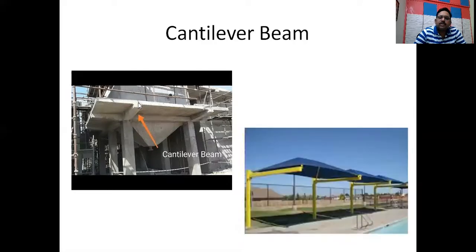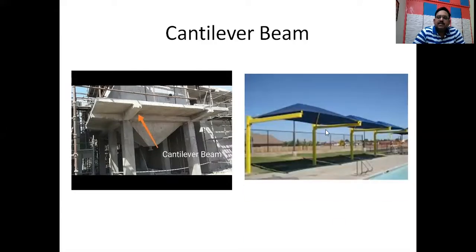We'll go through one more example. Here is a car shed or car parking, a vehicular parking place. If you see, these are the beams. Take this beam, this is a cantilever beam. This end is free, whereas this end is fixed to this pillar.